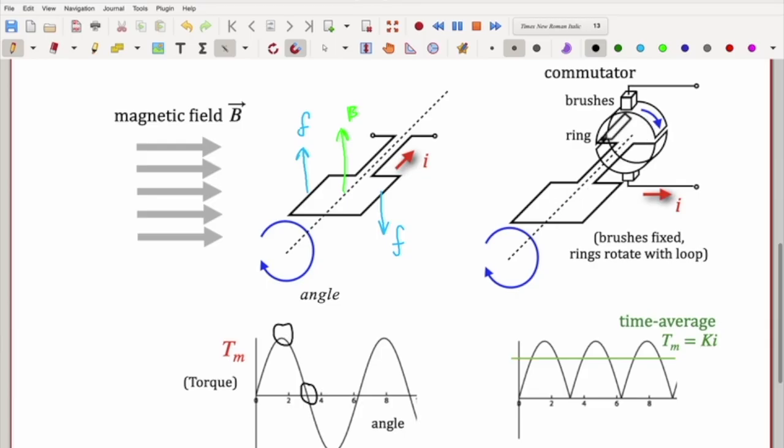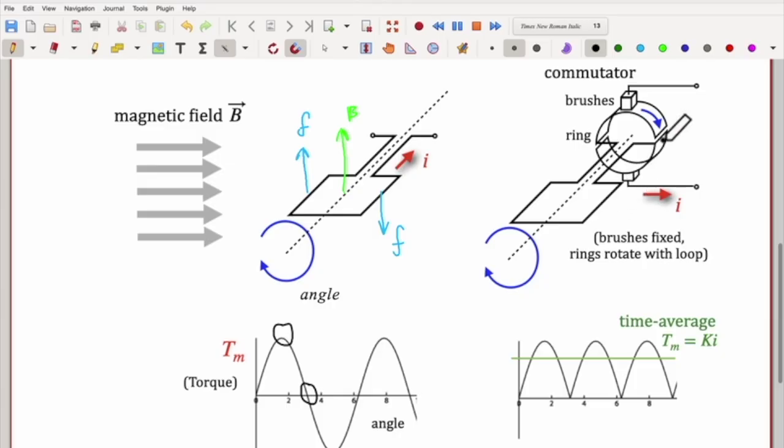And then in addition to this commutator that rotates, we have these two electrical contacts that are also metal that touch this ring. And these are known as brushes, and they allow current to pass from this fixed source out here onto the ring and then through the coil here. So the brushes are fixed, but they're always making electrical contact.